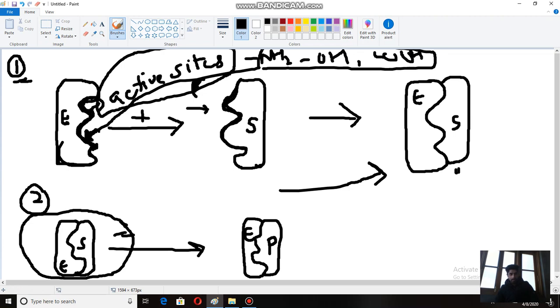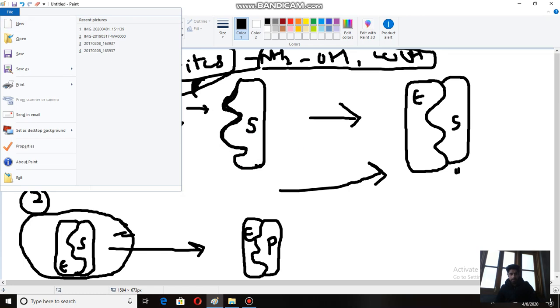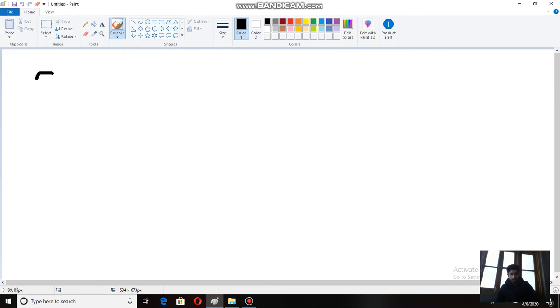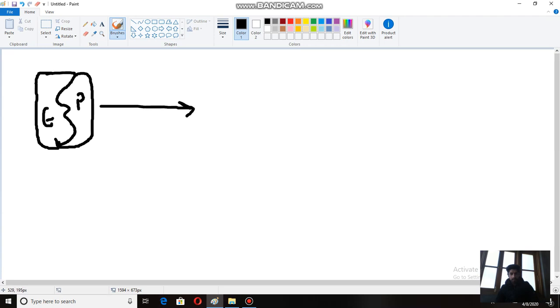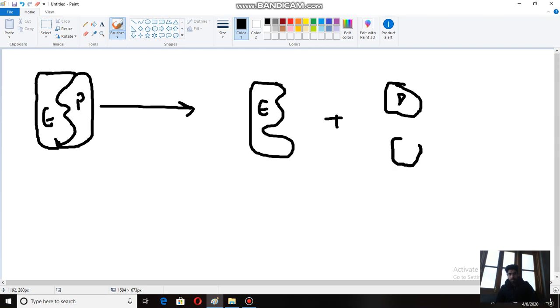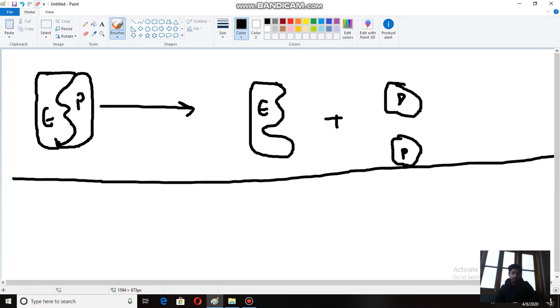Now in step number 3, this enzyme product complex, this is EP, gets decomposed into E. We recover our E like this, and we get some products. This is product number 1, this is product number 2. These 3 steps can govern the enzyme catalysis.